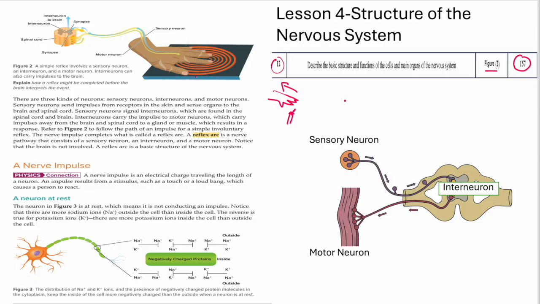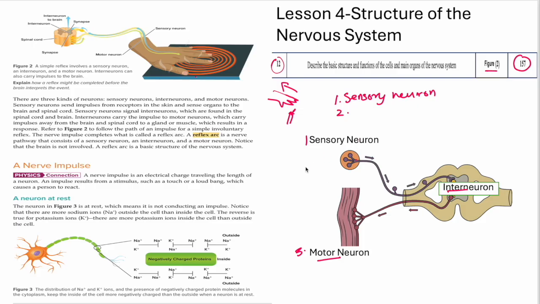You know that there are three types of neurons. One is the sensory neuron. And the second one is the interneuron. And the third one is the motor neuron. So 1, 2, 3, there are three types of neurons. So this one in the picture is called a reflex arc.